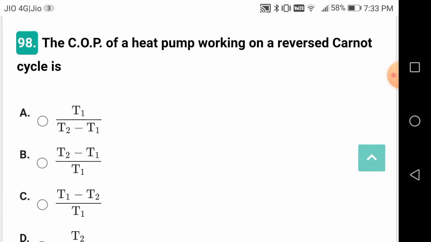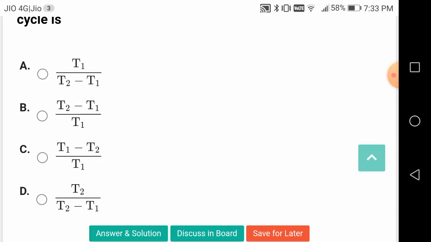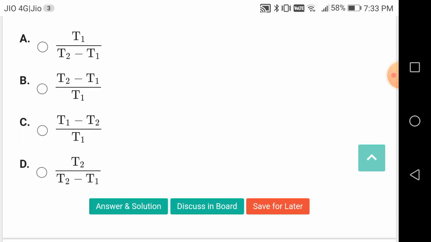The COP of a heat pump working on reversed Carnot cycle is 1.